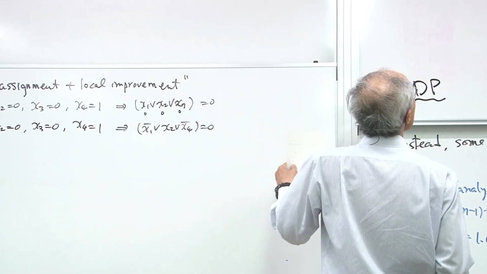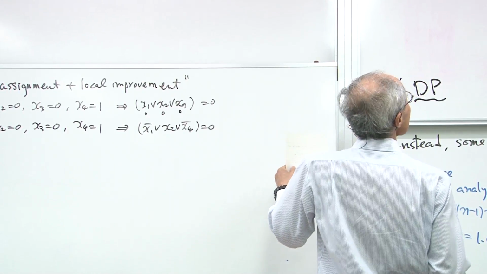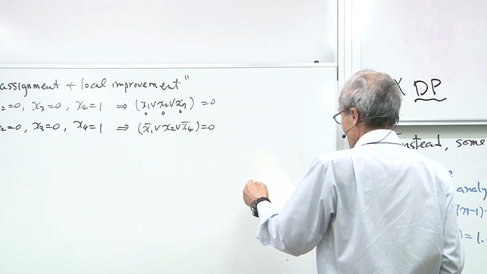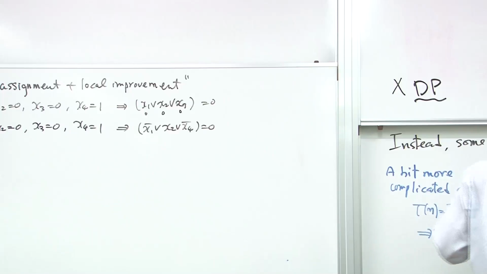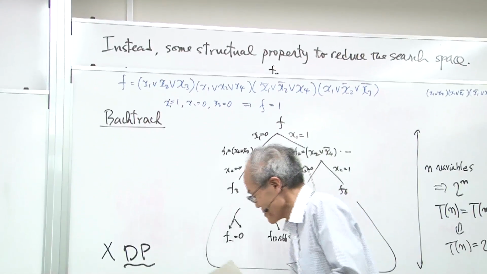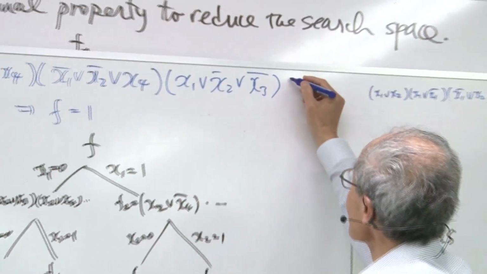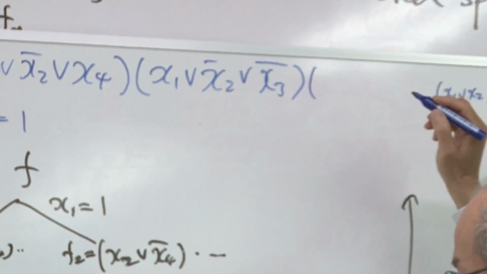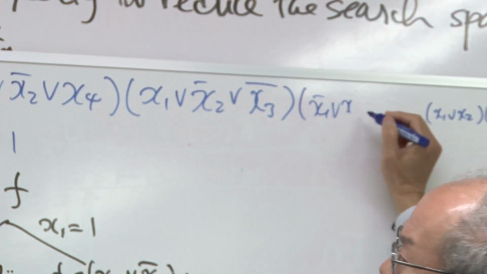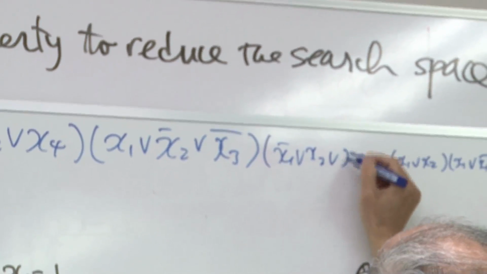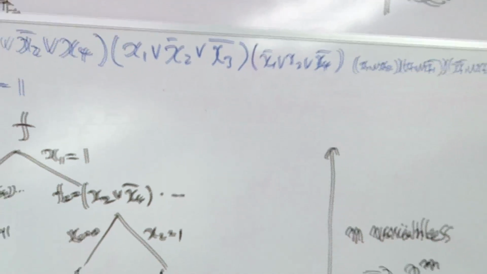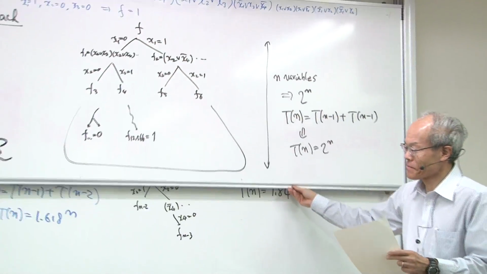X1 bar, X2, X4 bar. Wow, sorry. There is no such clause. I'm just adding one. Okay. X1 bar, X2, X4 bar. I'm sorry. Okay.